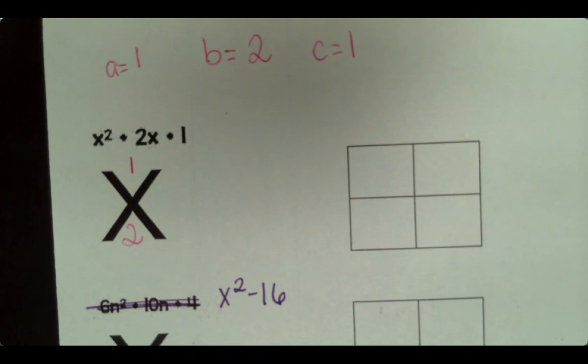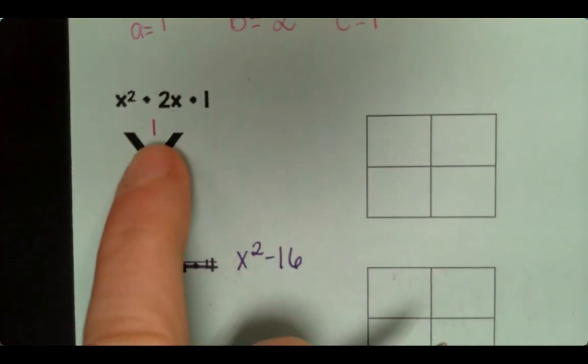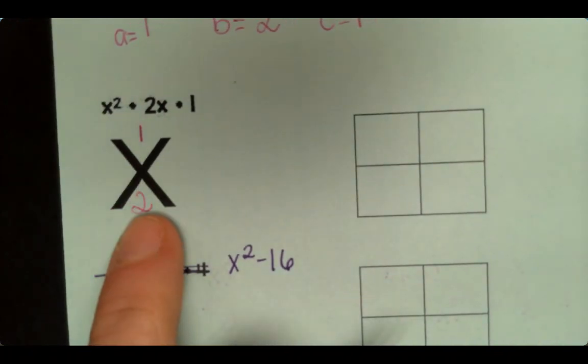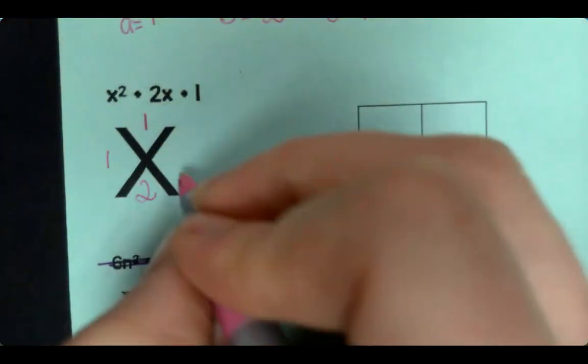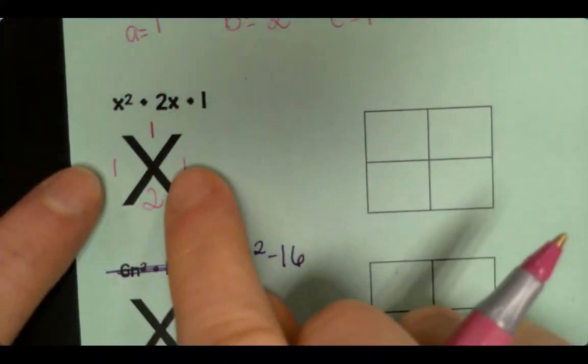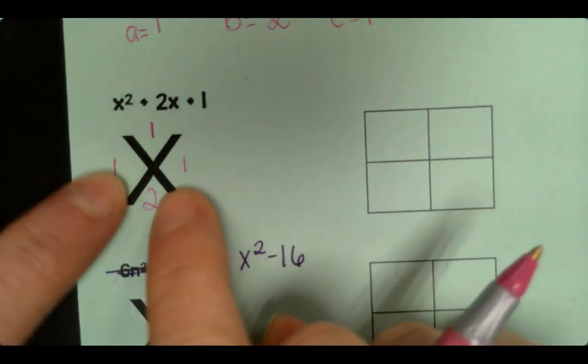So we need to find the magic numbers. Multiply to get 1, but add to get 2. Yeah, it's just 1 and 1. 1 times 1 is 1. 1 plus 1 is 2.